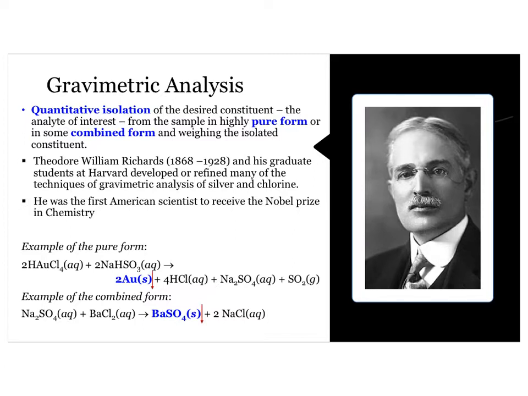In the first example, gold is precipitated in the pure form from the solution using sodium bisulfite as a precipitating agent. In the second example, barium is precipitated in a combined form when sodium sulfate is used as a precipitating agent.